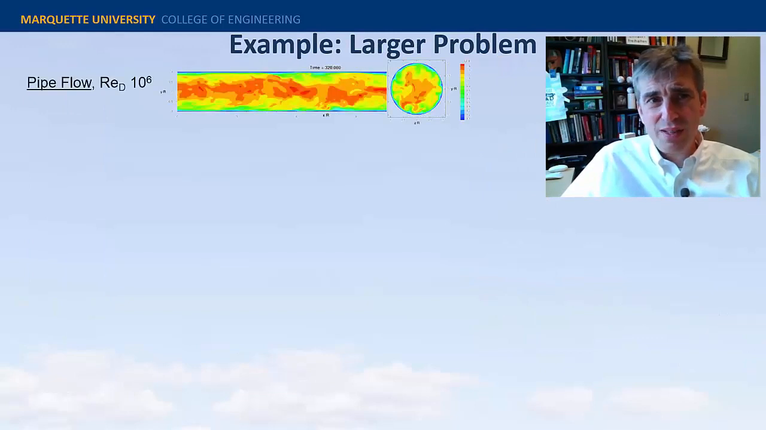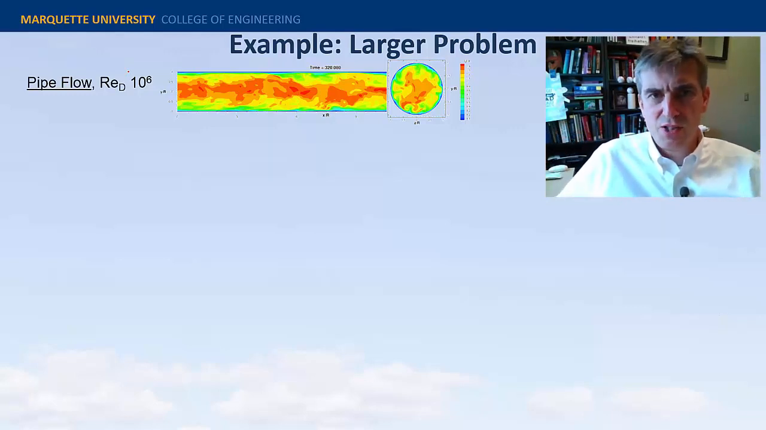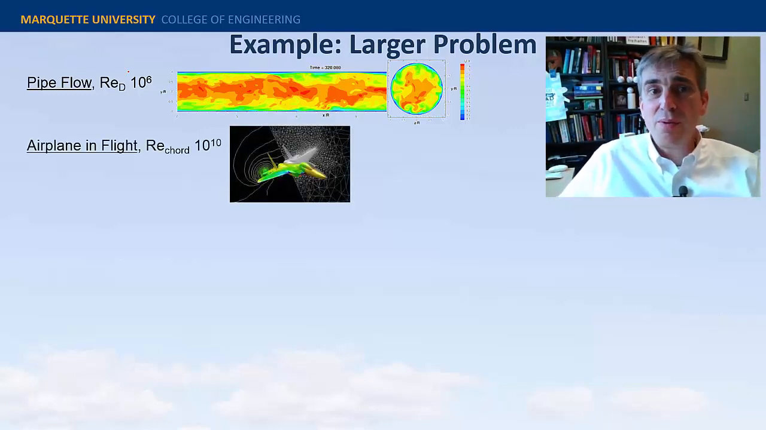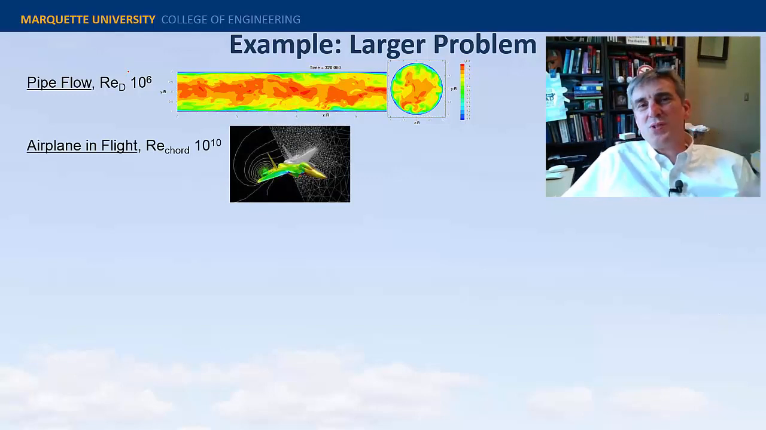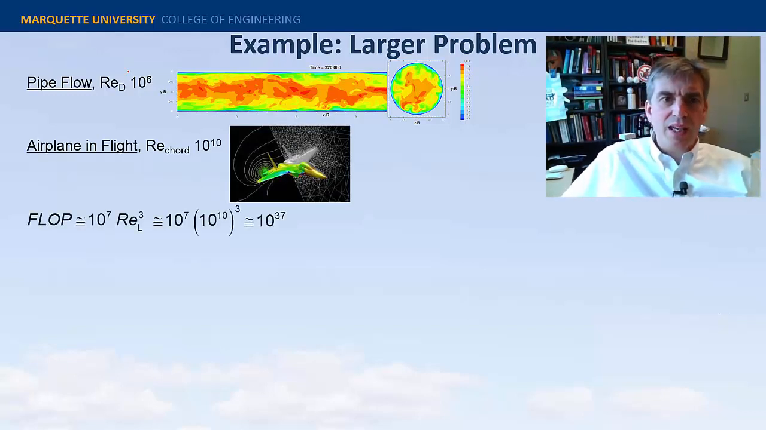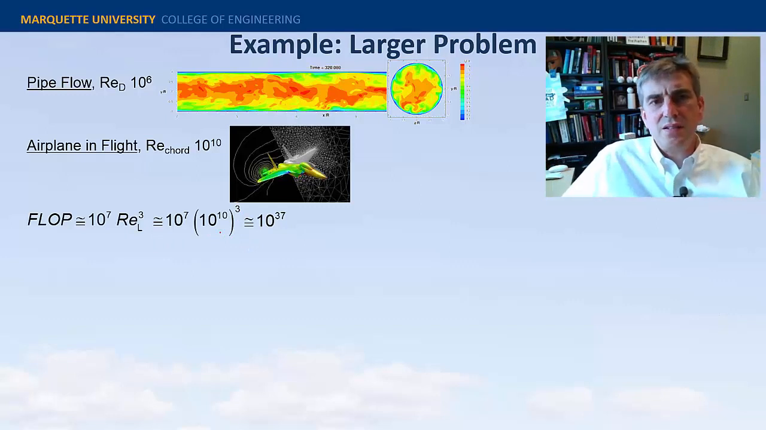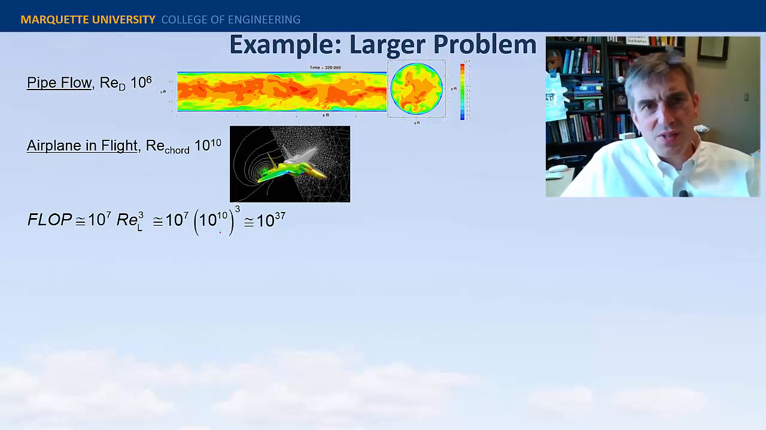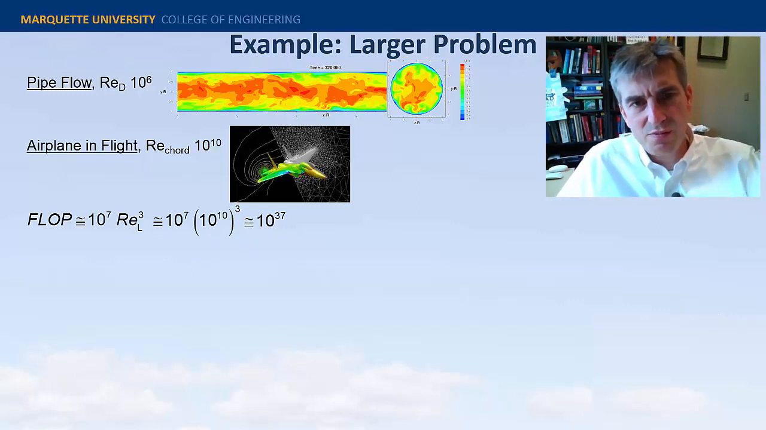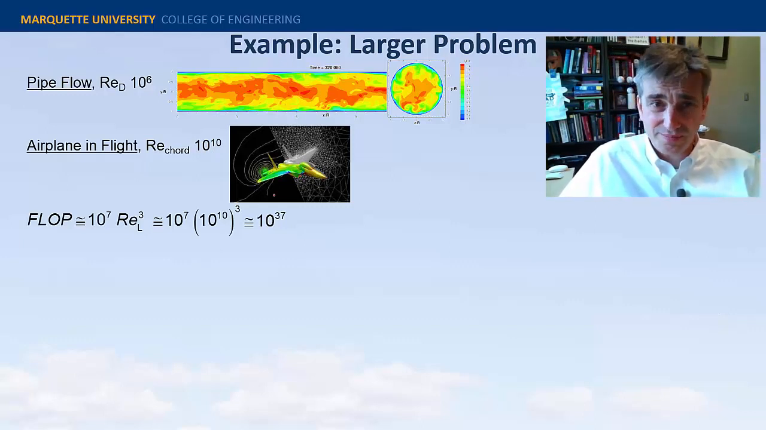Something we might actually be interested in, like a Reynolds number of 10 to the 6th. That's regular old turbulent flow down a pipe, about 10 to the 6th. Or what about an airplane in flight, 10 to the 10th? What sort of computational resource would I need for that problem? So again, let's use this 10 to the 7th Reynolds number cubed. If I go 10 to the 7th times 10 to the 10th, which is my Reynolds number of flow over a jet airplane, that's 10 to the 37th.